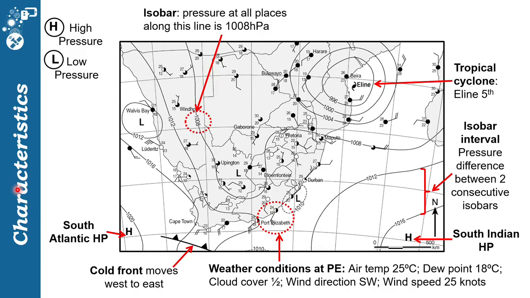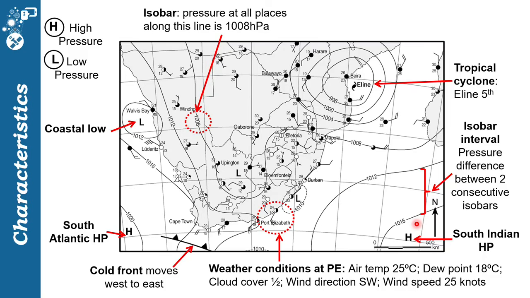It's in the South Atlantic Ocean, right? You can see where South Africa is. Here's the South African coastline. There it is. You with me? And this is the Atlantic Ocean, and it's in the south of the Atlantic Ocean. And this high pressure cell is in the south of the Indian Ocean. So it's my South Indian high pressure cell.